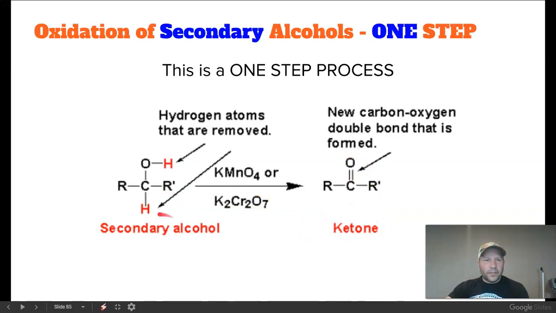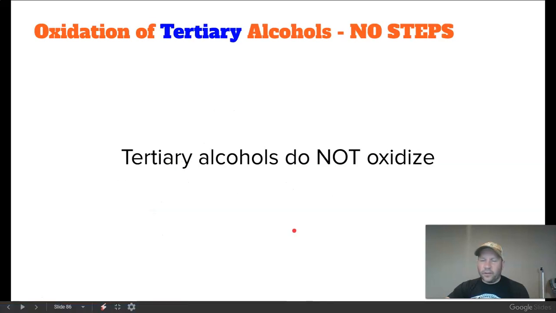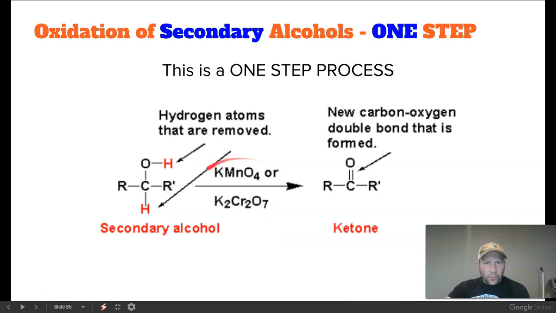So when you have a secondary alcohol that's surrounded by two carbons right there, it'll make what we call a ketone, all right? That's different than a primary alcohol. Those make carboxylic acid, all right? Let's keep it rolling here. Tertiary alcohols, they don't oxidize. So if you ever see a tertiary alcohol mixed with these two guys, you just say no reaction. Nothing's going to happen, okay?